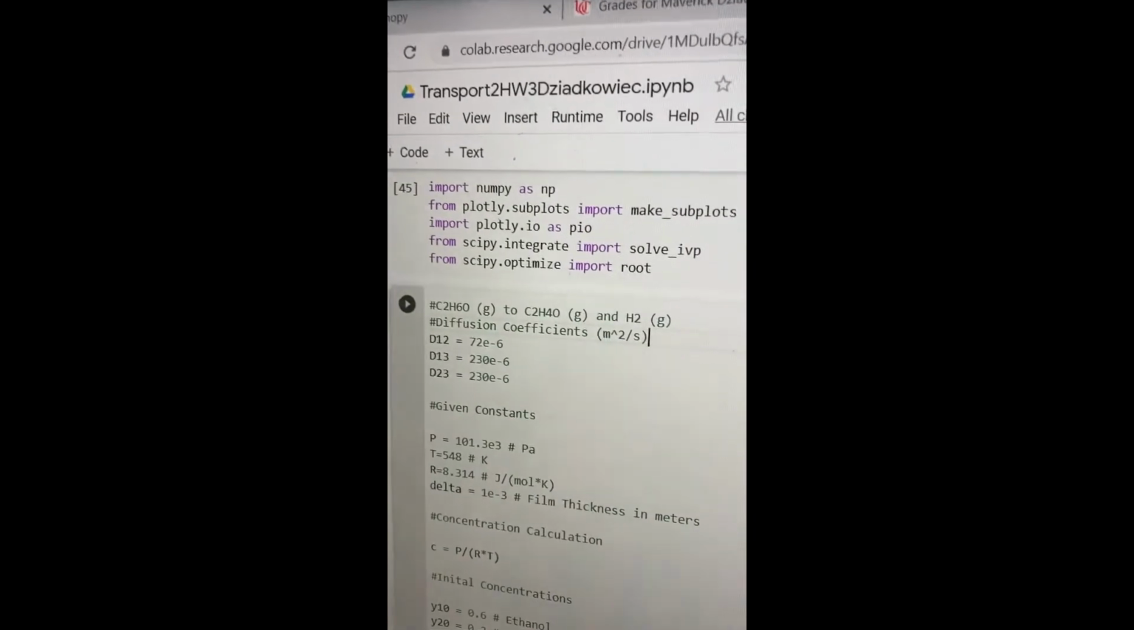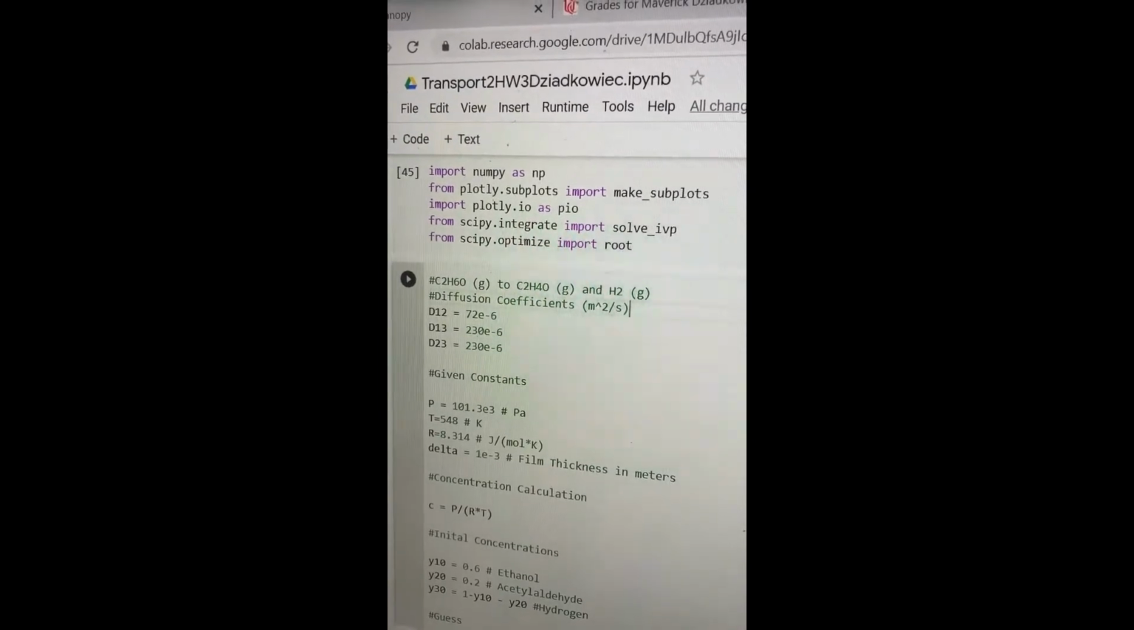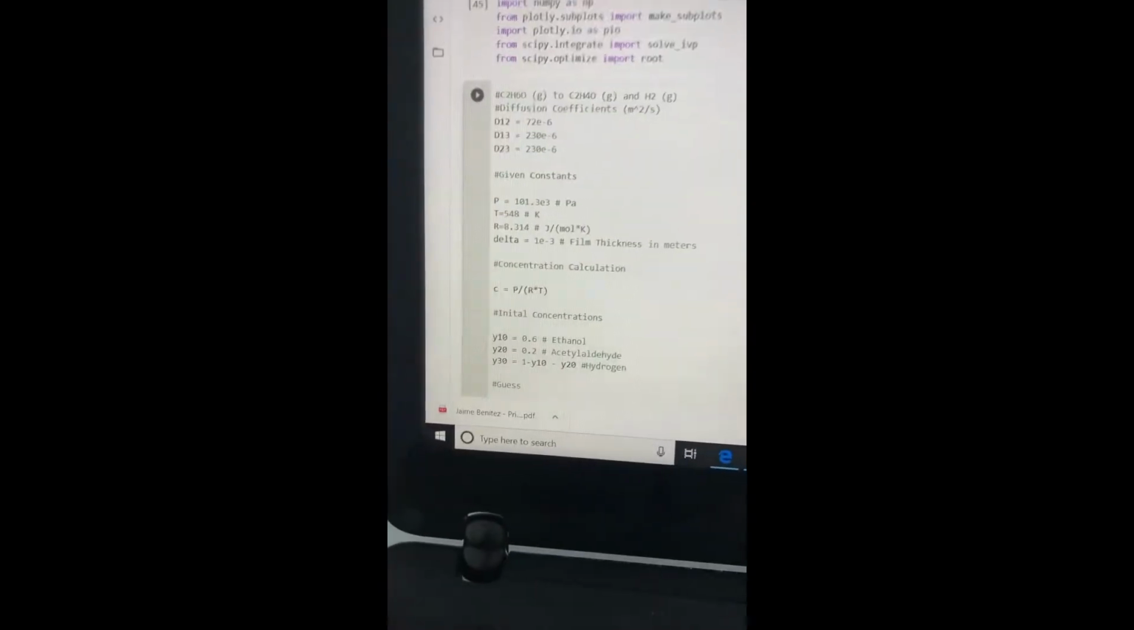So first, we're going to start off with our functions that we need to import, such as making the integrations and subplots in order to carry out all the computations. And so the first part of the problem is going to be showing us how to get from this dehydrogenization of ethanol, and we're going to be producing the acetaldehyde and hydrogen.